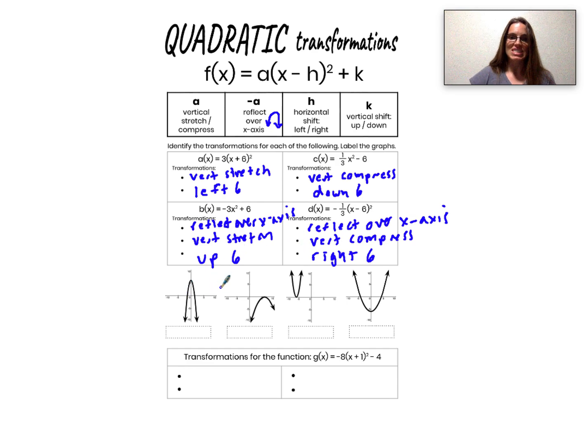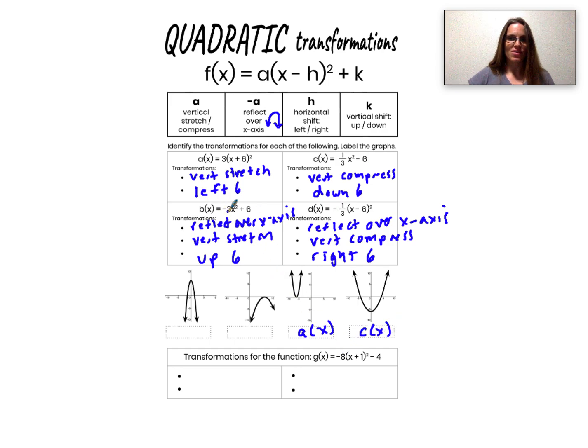Okay, let's go ahead and use those transformations to identify which graph is a of x, which is b of x, which is c of x, and which is d of x. A of x should have a vertical stretch, and it should be moved to the left 6. Vertical stretch, left 6, that is right here. C of x, vertical compress, and then down 6. It's not a really dramatic compress, but it is flatter, so that is c of x.